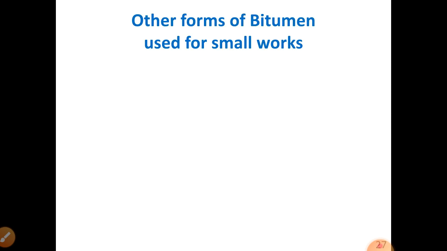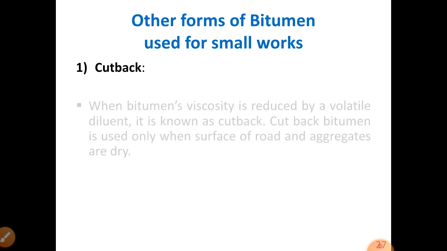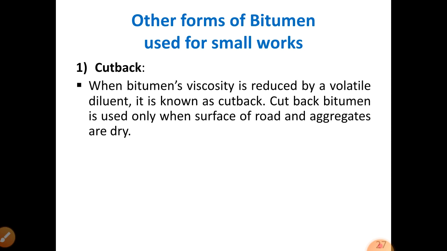Other forms of bitumen used for small works of road construction. First form is cutback. When bitumen's viscosity is reduced by a volatile diluent, it is known as cutback. Cutback bitumen is used only when the surface of the road and aggregates are dry.